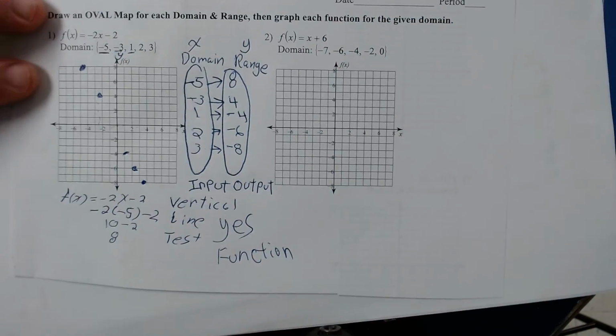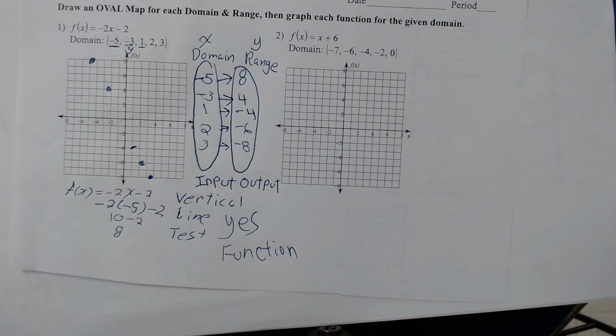And that is how to draw an oval map, graph the domain and range, and perform a vertical line test to see if it is a function.